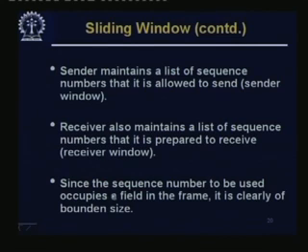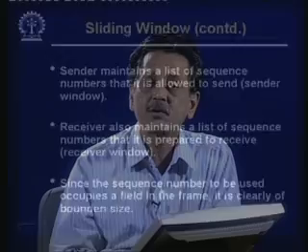Since the sequence number to be used occupies a field in the frame, it is clearly of bounded size. So, you cannot have arbitrarily long sequence numbers. Even if you are sending a very large number of frames, your sequence number would be bounded depending on how many bits you are using for this sequence number.